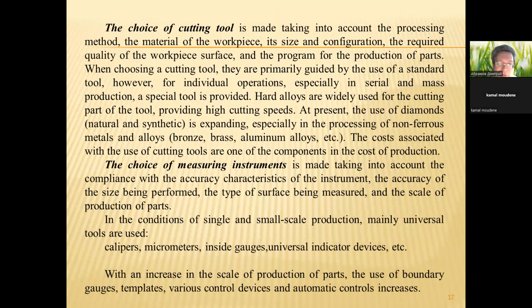The choice of cutting tool is made taking into account the processing method, the material of the workpiece, its size and configuration, the required quality of the workpiece surface, and the program for the production of parts. When choosing a cutting tool, they are primarily guided by the use of a standard tool. However, for individual operations, especially in serial and mass production, a special tool is provided.